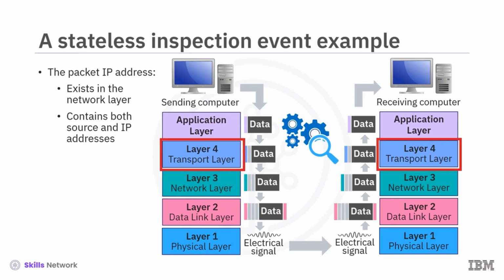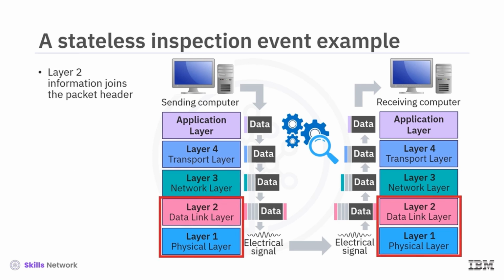The packet header contains the source IP address of the client machine and the destination IP address of the receiving computer or web server. Network devices use this information to route packets across different networks and ensure they reach the correct destination. Packet inspection at this layer allows devices to determine the overall path the packet should take.